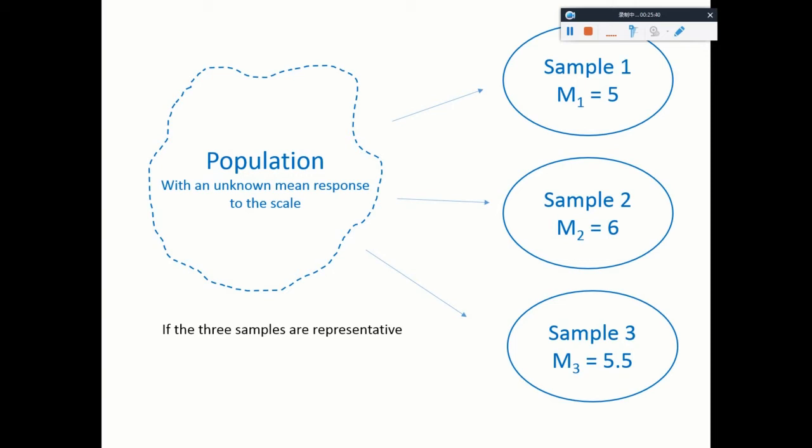Okay, now assume that the samples are really representative. That is, the 3 samples resemble the population to a very good degree. Can you make a guess now, based on these 3 samples? What is the likely population mean response? What is likely the mean response for the entire population? What would be your guess? Of course, you can't be exact. You can't be 100% correct. But what would be a guess that's good enough?